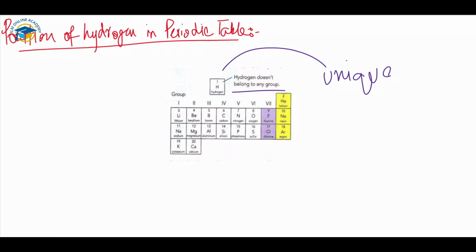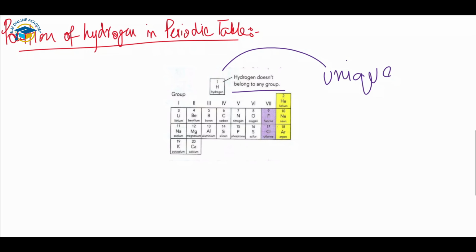There are some properties that we will discuss today, or the comparison of the properties of hydrogen with the group 1 elements and also with the group 7 elements. If we compare the properties of hydrogen with the group 1 elements or with the group 7 elements, so now I will show you here.